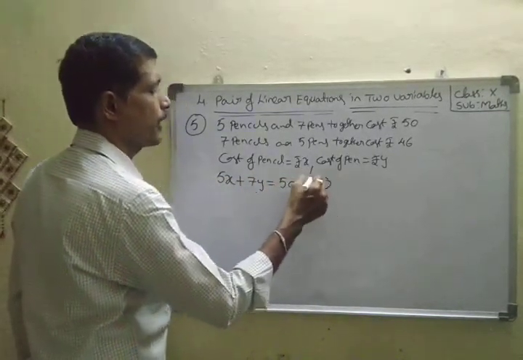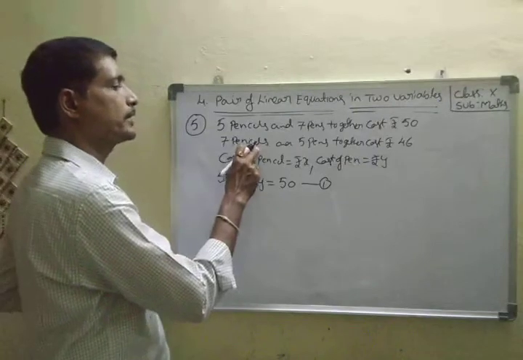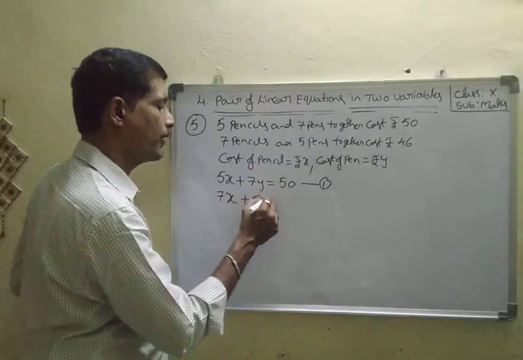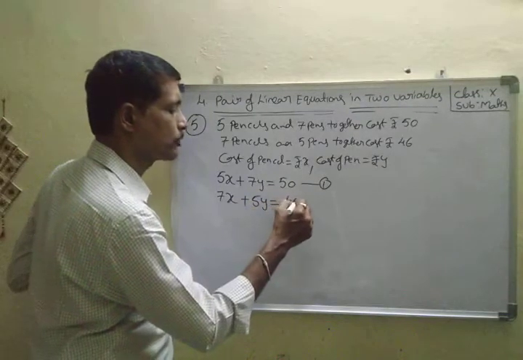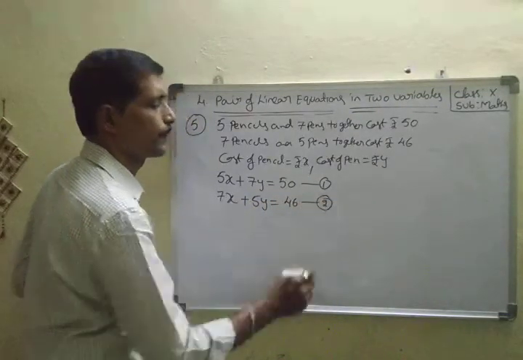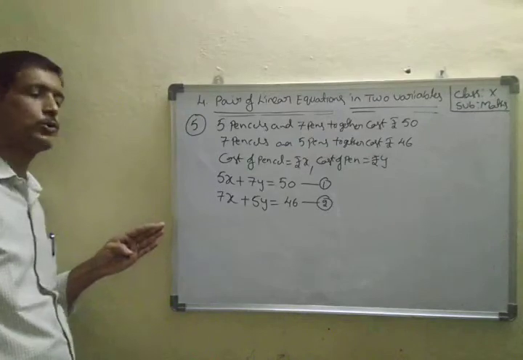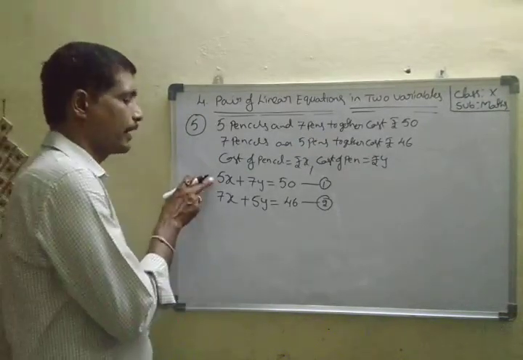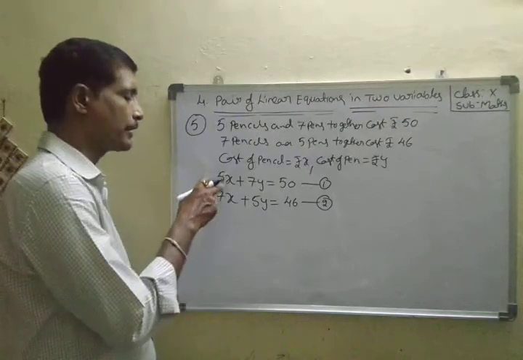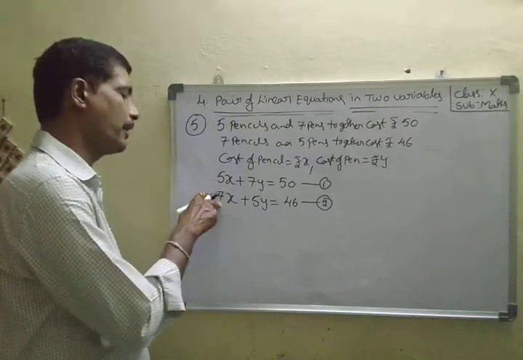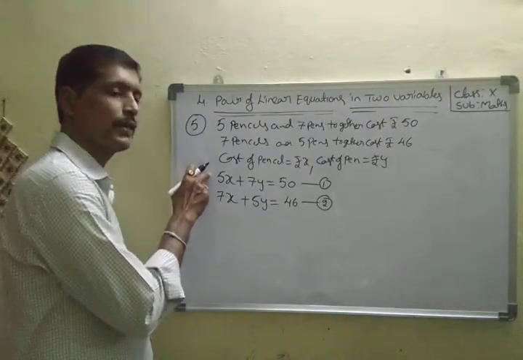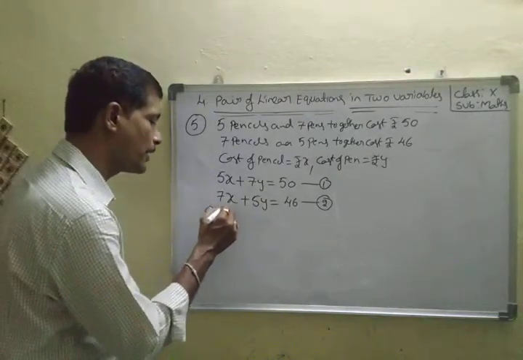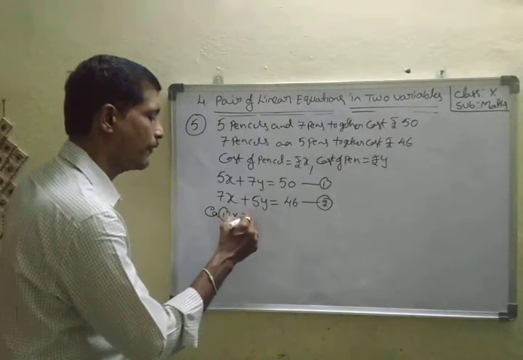That is equation 1. Next, 7 pencils and 5 pens. Therefore 7x + 5y = 46 rupees. Solving these two equations by the elimination method. Here the coefficient of x is 5 in one equation and 7 in the other. Each coefficient is multiplied with the other equation. Equation 1 is multiplied with 7.